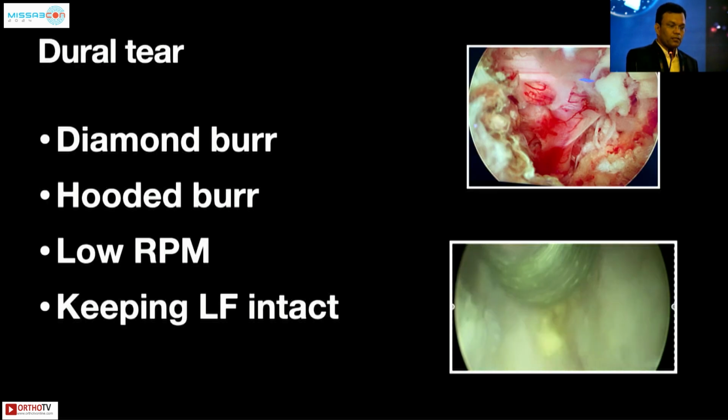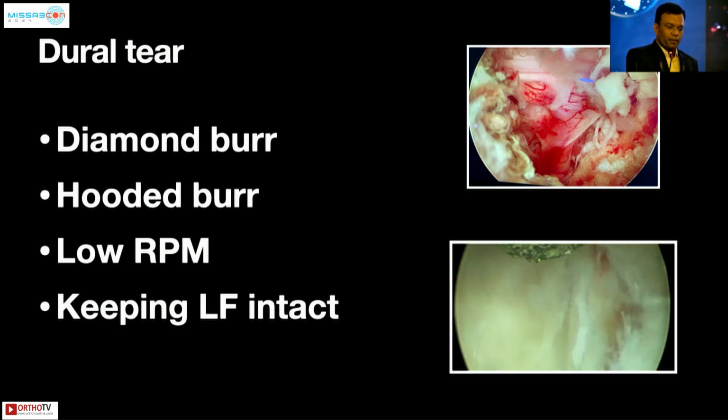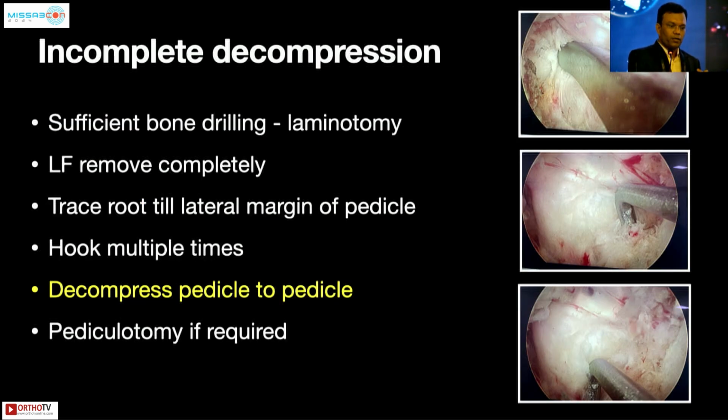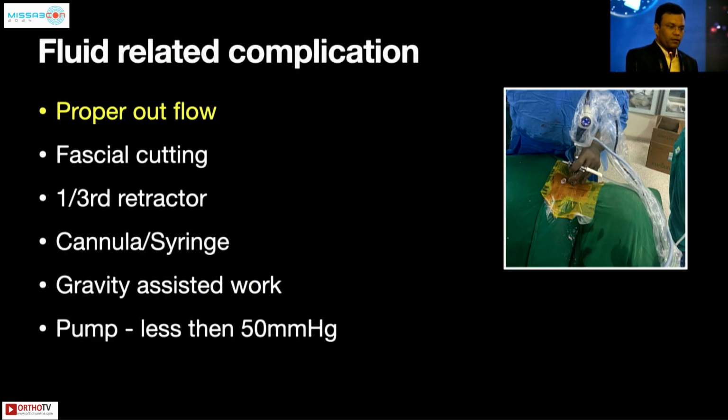Finally, to summarize, dural tear can be avoided by using a diamond burr, hooded burr, keeping RPM very low, and keeping ligamentum flavum intact. Neurological weakness can be avoided by avoiding direct contusion by dilators or scope, by keeping ligamentum flavum intact, and while using cautery or RF, don't use cutting around the nerve roots and reduce your coagulation power to as minimum as possible. To avoid inadequate decompression, always decompress from pedicle to pedicle, and for fluid related complications, check for proper outflow.